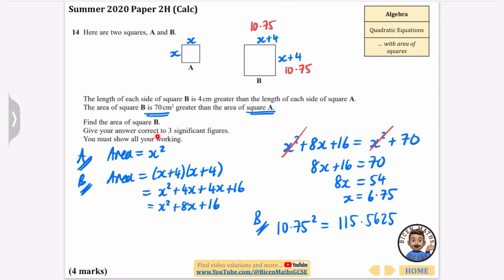But let's check what it said. It says give your answer correct to 3 significant figures. So when I round that to 3 significant figures, I get 116 centimetres squared, and I'm just going to write that that is 3 significant figures in brackets.